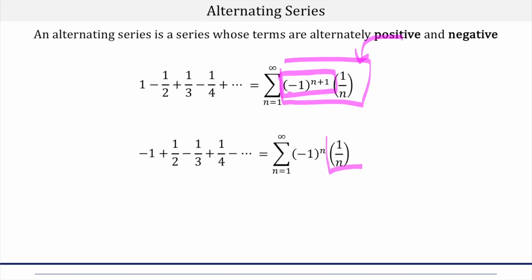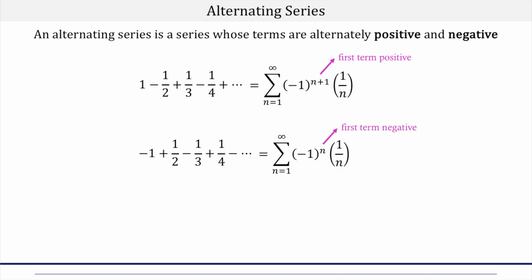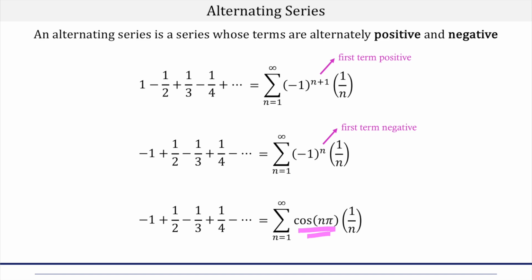We still have the harmonic series, but this one just has an n instead of an n plus 1, which basically is just telling you if the first term is positive or if the first term is negative. And then it just alternates: positive, negative, or negative, positive. So that's what an alternating series looks like. The nth term could also look like this. Whoa. I'll show you how that works a little bit later.